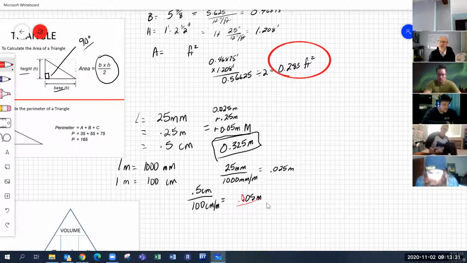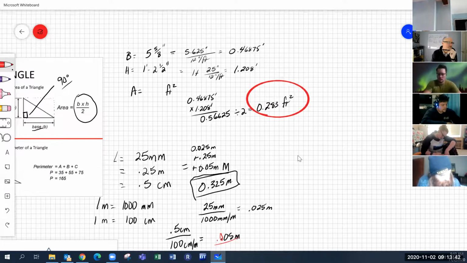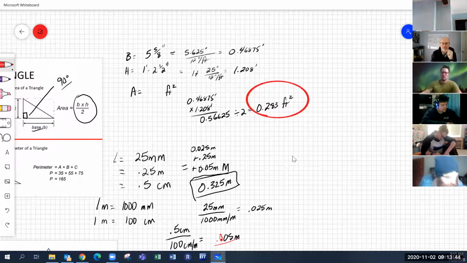I think I got the area of the triangle correct, though. Well, it would change the answer up top by a little bit. Yeah. Okay. Thank you for that.